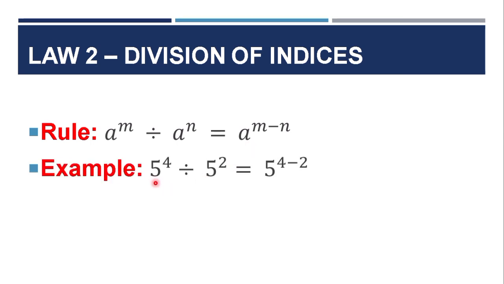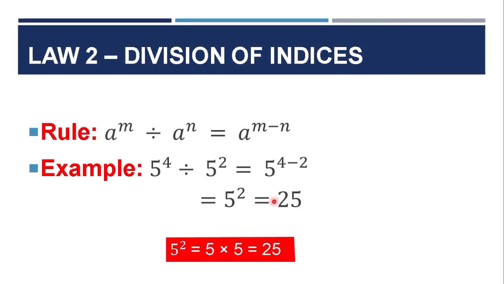For example, if you have 5 exponent 4 dividing 5 exponent 2, because the bases are the same, we write one base 5 and we subtract the exponents, 4 minus 2. 4 minus 2 will give us 2, and that will be 5 exponent 2. 5 exponent 2 will give you 25. Why is it 25? Because 5 exponent 2 means 5 by 5, and 5 by 5 will give you 25.